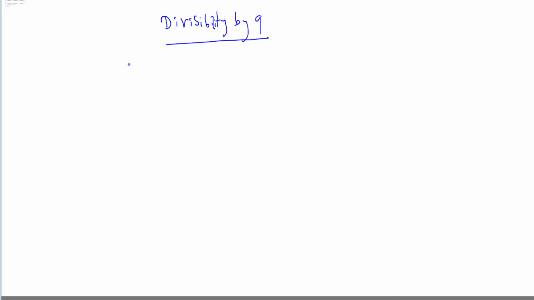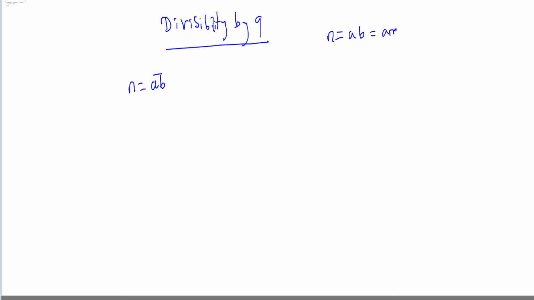Again, here also you can take a 2-digit number for our understanding. Let n is equal to ab. See here, I'll put a bar on this, because if I say n is equal to ab, it becomes a into b, meaning a is going to multiply with b. So in order to avoid confusion, in order to make it correct, I'll put a bar on top.